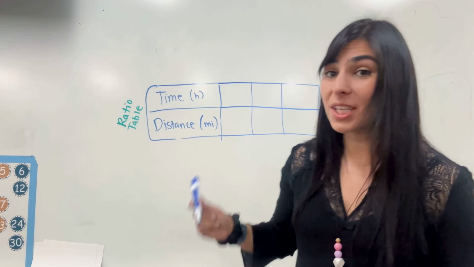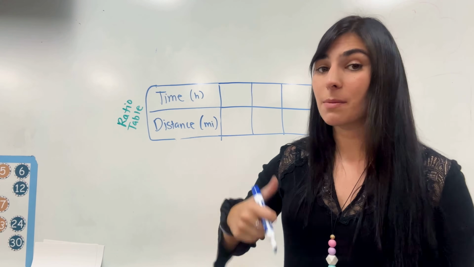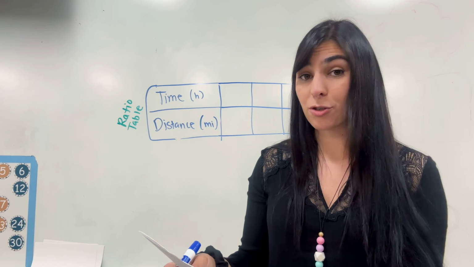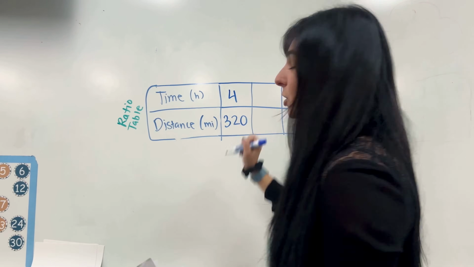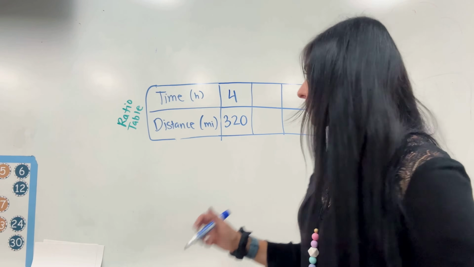All right, question 2 looks a little different. We have 3 different spots, and I used the break it down to build it up method. Mr. Paulson has been on a trip for 4 hours and traveled 320 miles. 4 hours, 320 miles. At this rate, how far will he have traveled in 5 hours?